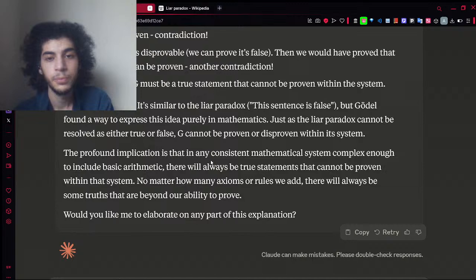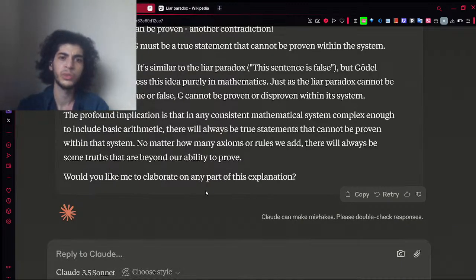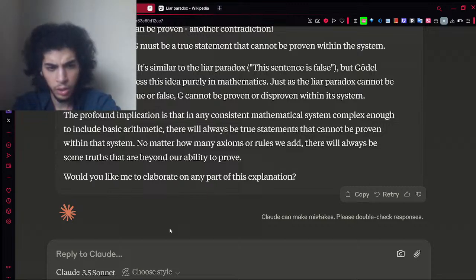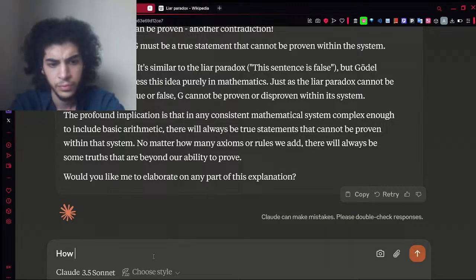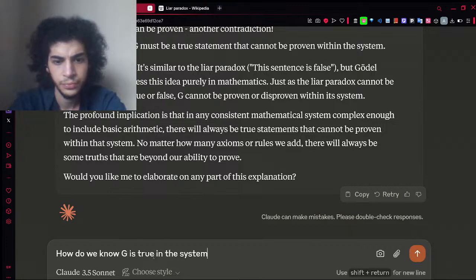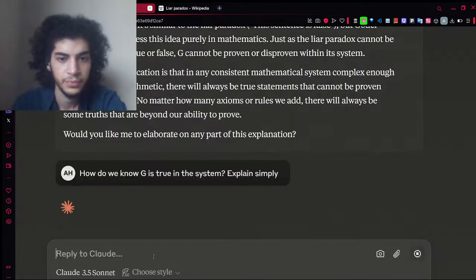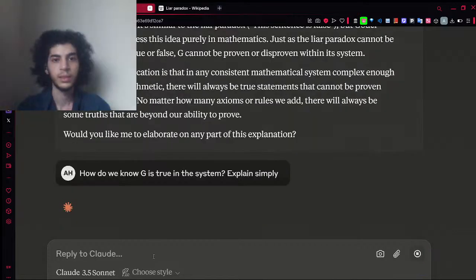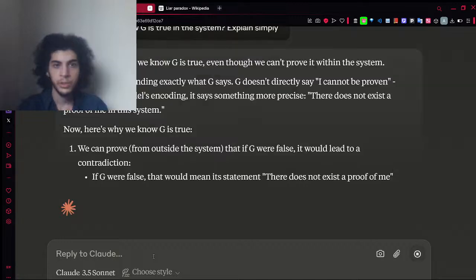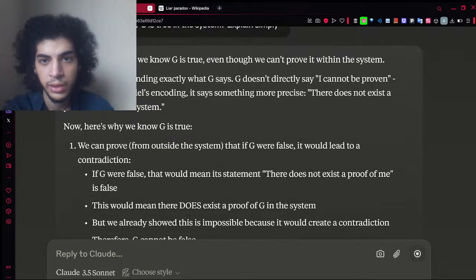This is profound. It indicates that in any consistent mathematical system complex enough to include basic arithmetic, there will always be true statements that can't be proven. So how do we know G is true in the system? Let me explain simply why we know G is true, even though we can't prove it within the system.